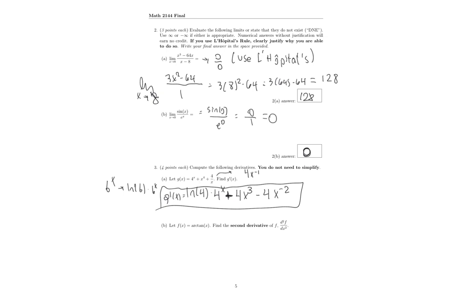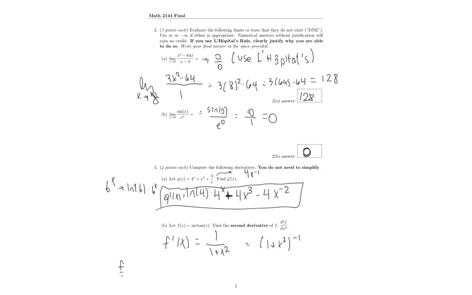Next, it wants f to be arctan of x. Find the second derivative of f. If you don't know the derivative of arctan, usually they'll give you a formula sheet at the end, so it'll be on there. But f prime of x is going to be 1 over 1 plus x squared. So for this, we could use quotient rule, and that's going to be totally fine. You could also write this as 1 plus x squared to the negative 1, and then just do a power rule and a chain rule. Either one works. I'll go ahead and do the quotient rule, then I'll do the other one to show that they're the same.